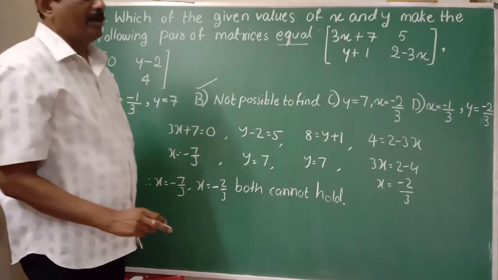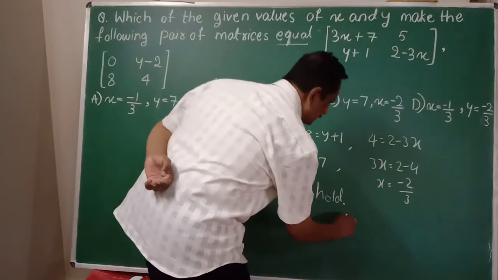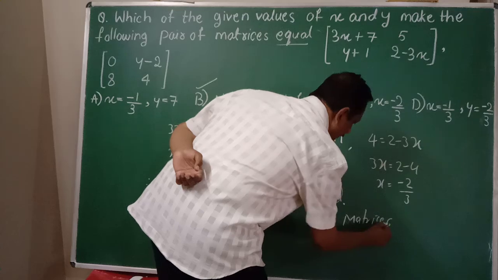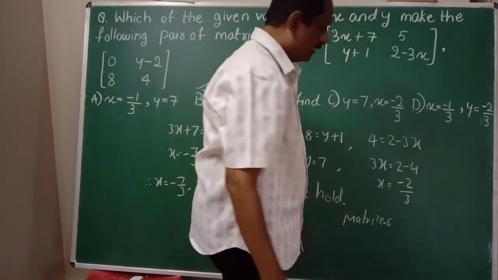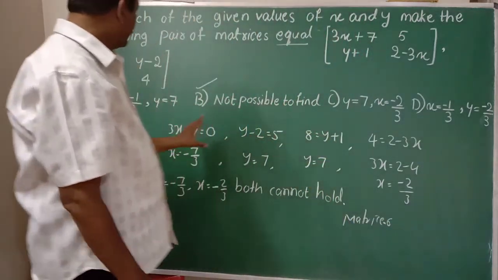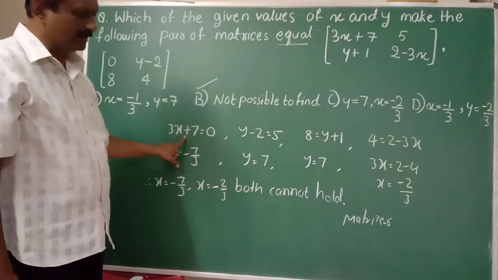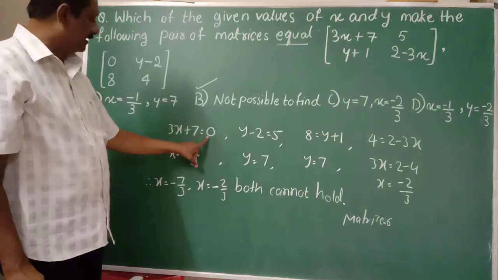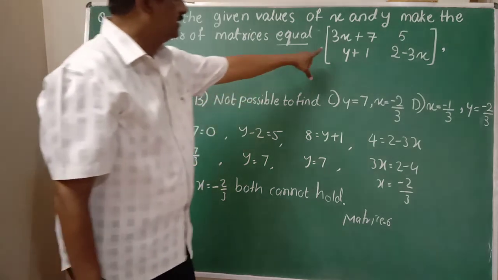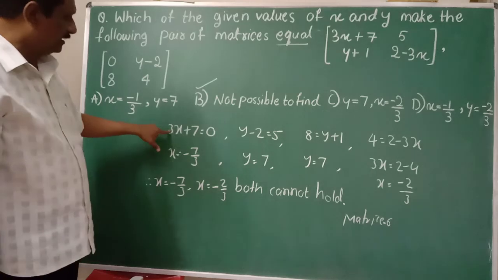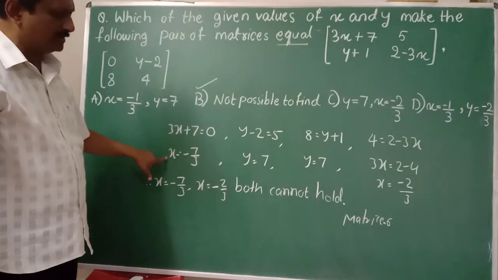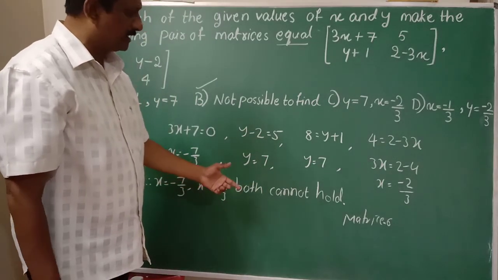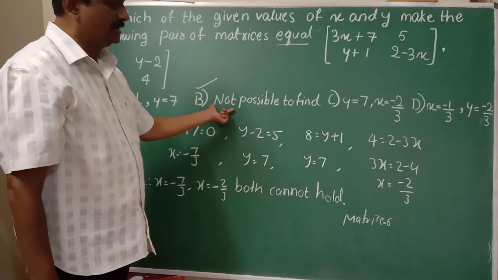In the matrices 6th video, I solved the same example here, but I made a mistake in that video. Instead of taking a 0, I took 8 there, but it is a mistake. So you should take 3x plus 7 is equal to 0. Then we get x equal to minus 7 upon 3, and here x is minus 2 upon 3. Both cannot be possible simultaneously. Yes, B is the correct option here.